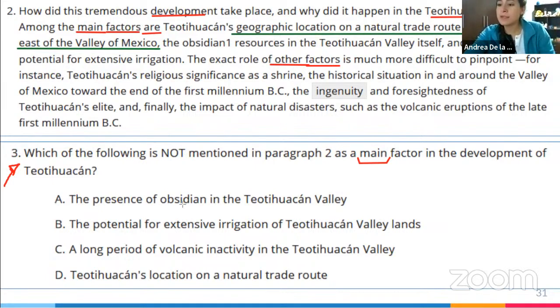So option A says the presence of obsidian. Option B, the potential for extensive irrigation, a long period of volcanic inactivity, Teotihuacan's location. Which option is mentioning that fact? Teotihuacan's geographic location. What option mentions that? What option?